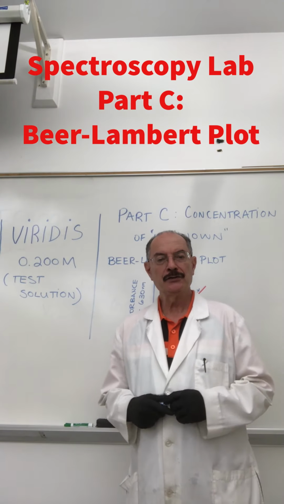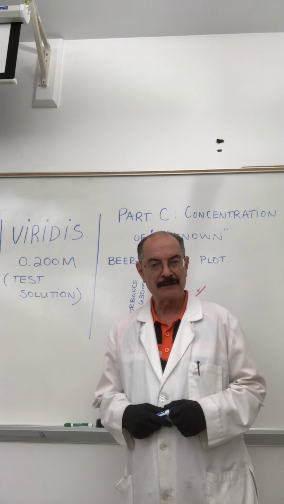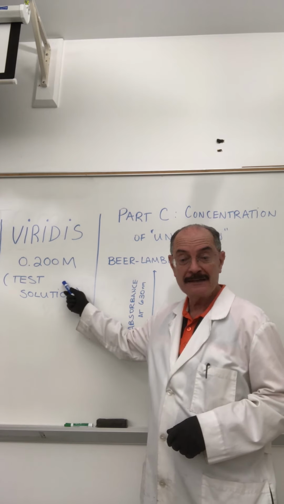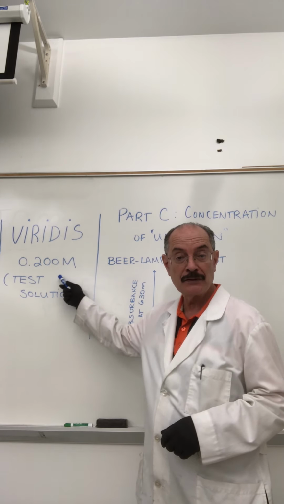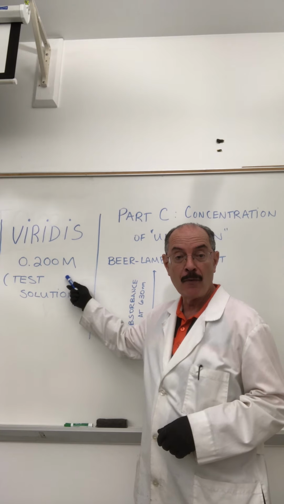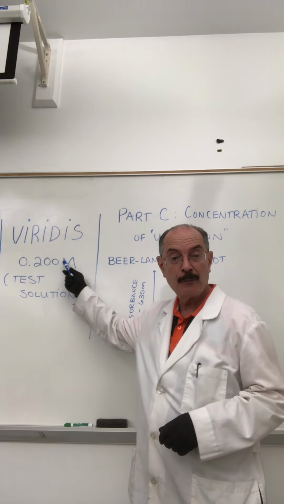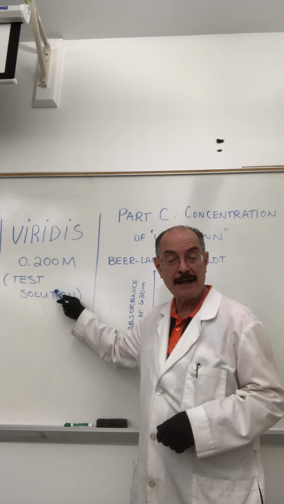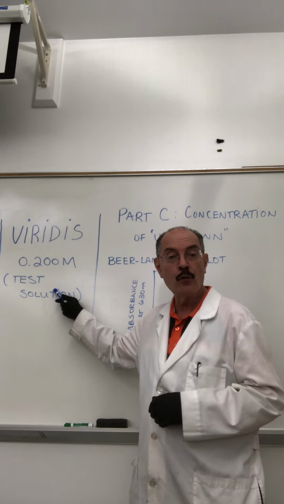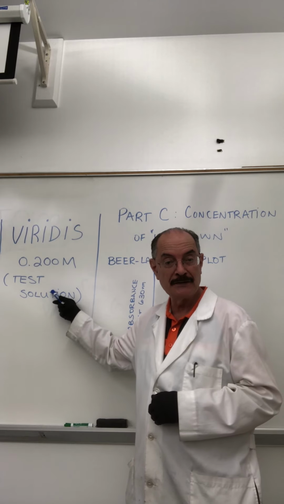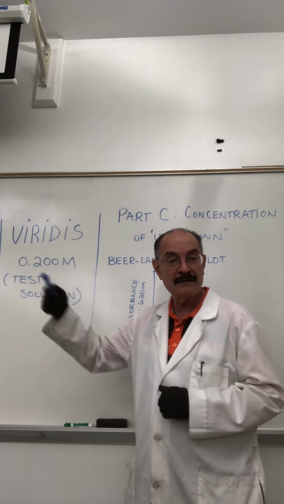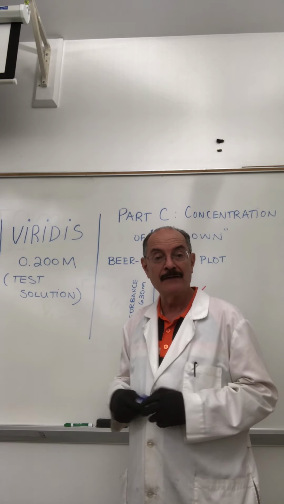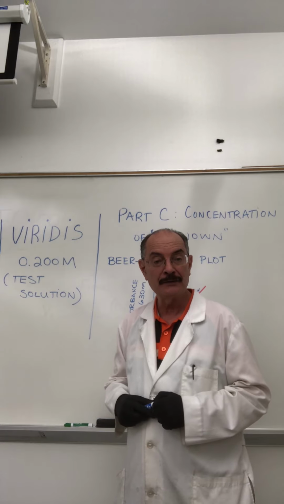Okay, students, we're going to do part C of this activity. In part A, we made a test solution that was 0.200 molar in viridis. In part B, we used that test solution to derive a spectrum and find the wavelength of maximum absorbance. In the example that I gave you, we found that absorbance was maximal at 630 nanometers.